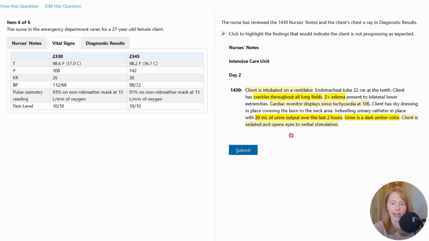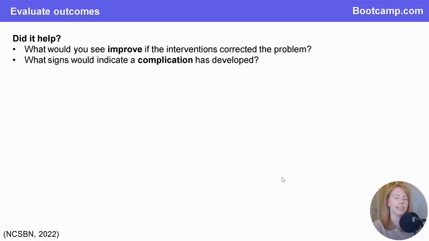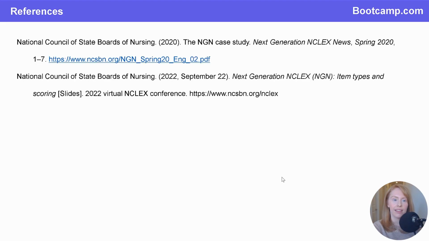Client is sedated and opens eyes to verbal stimulation. This is what you want with someone on the ventilator. You don't want to completely knock them out because then it's eventually very hard to wake them up once they improve. You want them sedated to the point that you say their name and they open their eyes. That is exactly the mental status we've achieved. That means that they are sedated at an appropriate level. And that's how we evaluate outcomes.